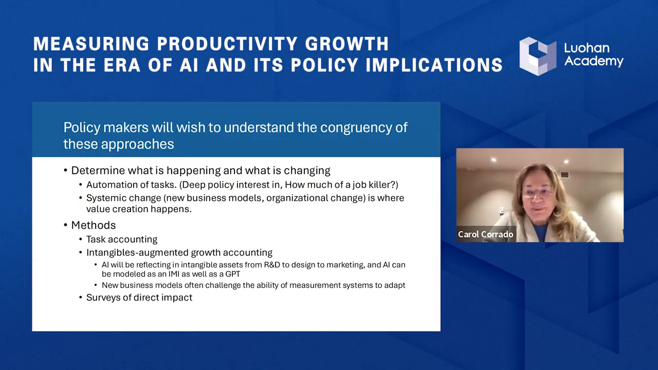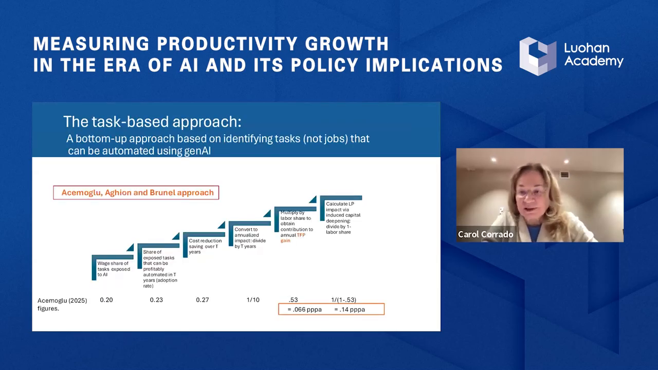But anyway, the methods that people use: task accounting has its own method, and there's the intangibles-augmented growth accounting, if we want a macro estimate. And then, of course, you could always have a survey, as long as it's trying to get at the direct effect and not the yes-no questions that Diego just told us don't work. So what is the task approach?